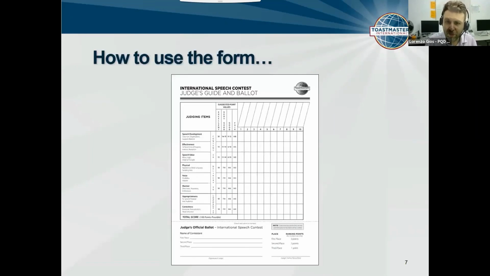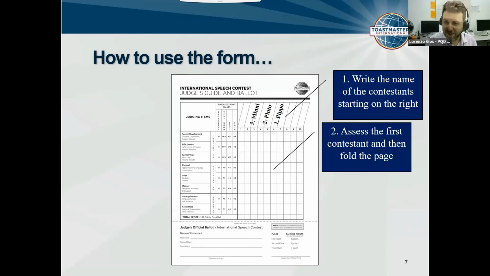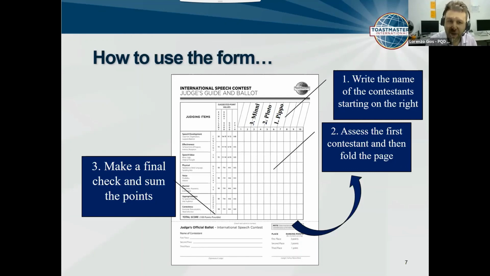Some suggestions on how to use the form. At least the manual says you need to write the names of the contestants starting from the right, so not on the left, but like position 10, 9, and 8, and so on. So you write, for example, Pippo, Pluto, and Mimi. Second part, you first assess people while they are speaking, and then you fold the page so you cannot see what you have given to people. So we fold the page so you're not biased by yourself, and you go on like that, and at the end you make a final check and sum the points.